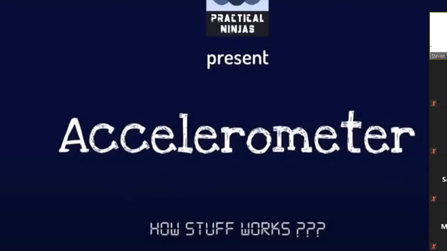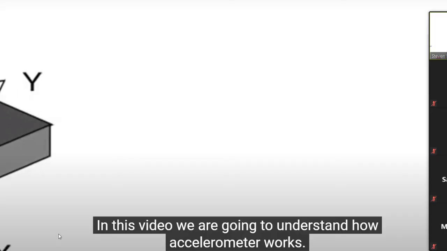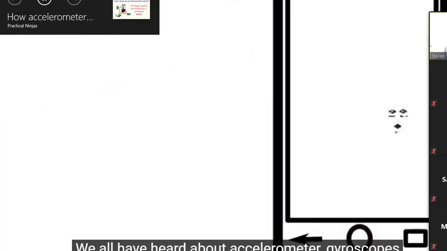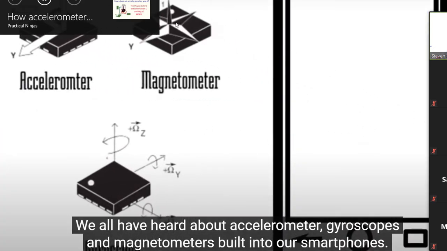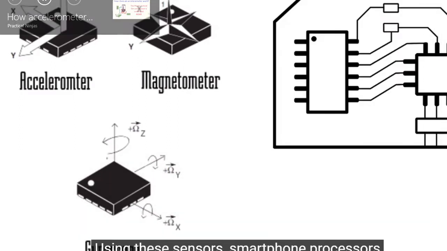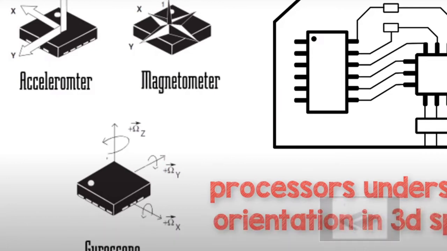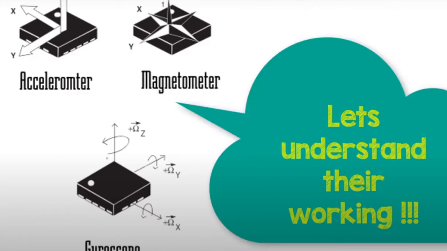Hello viewers, Practical Ninjas brings you another interesting video. In this video, we are going to understand how an accelerometer works. We all have heard about accelerometers, gyroscopes and magnetometers built into our smartphones. Using these sensors, smartphone processors understand the orientation of the phone in 3D space and take actions accordingly. Let's take some of our time to understand how these actually work.